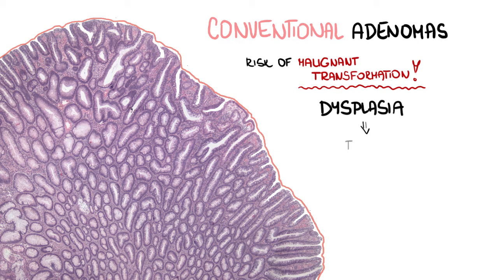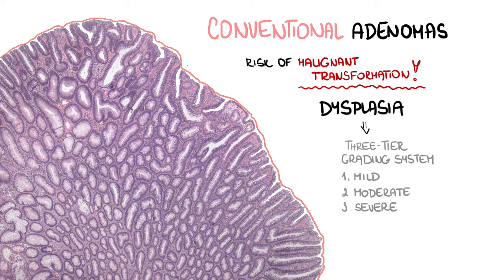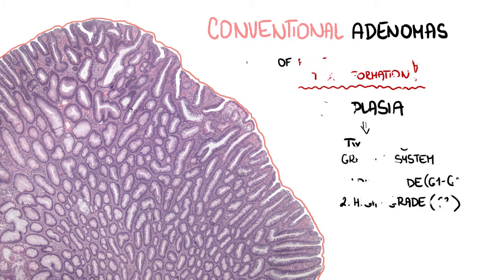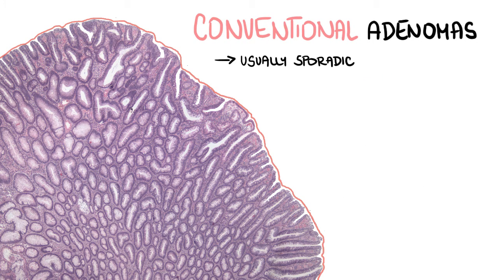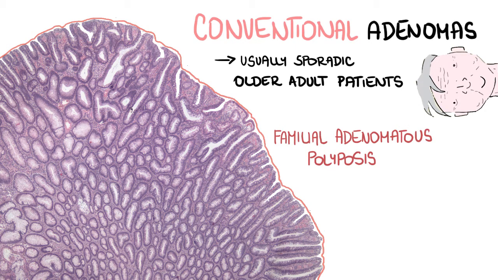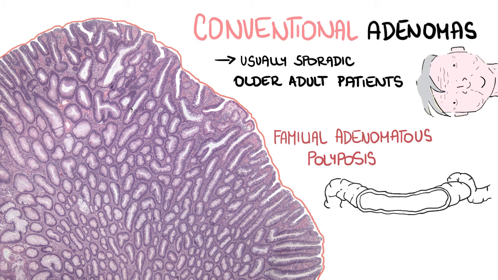Dysplasia used to be assessed by a 3-tier grading system as mild, moderate, and severe. But due to high interpersonal variability, a 2-tier grading system was applied. Therefore, we grade dysplasia as low grade and high grade these days. Conventional adenomas are usually sporadic and affect older adult patients. They may arise also in the setting of hereditary polyposis syndromes, especially familial adenomatous polyposis. In this case, they can be numerous and reach a number of several hundreds.